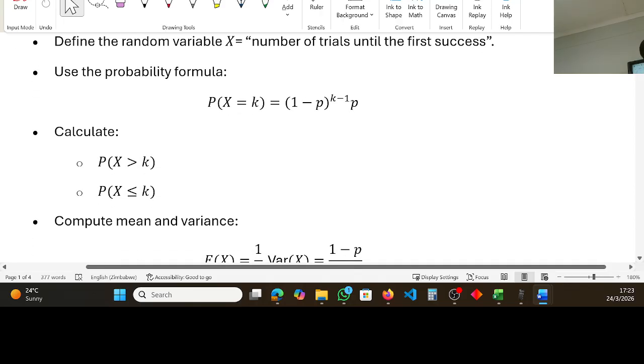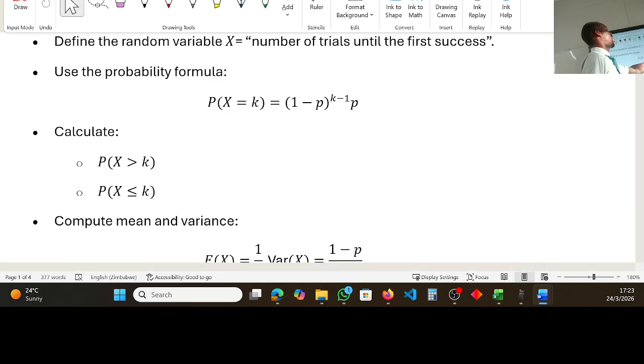Probability that x takes a value k means we should have failed k minus 1 times, then we succeed on the k-th trial. We also want to calculate the chance that our variable is less than a given value taken by x, or greater than or equal to a given value of x.